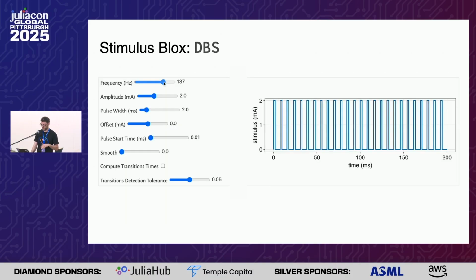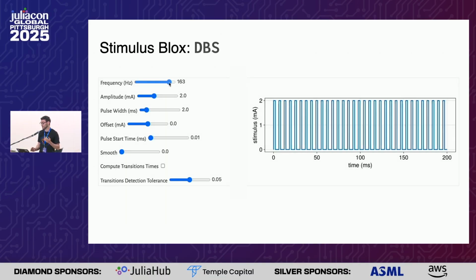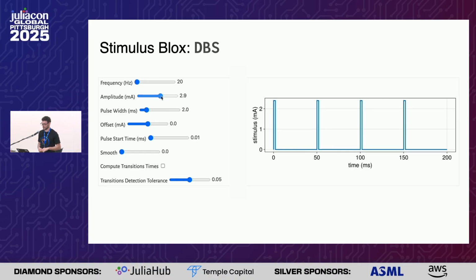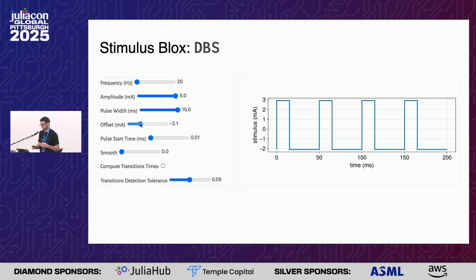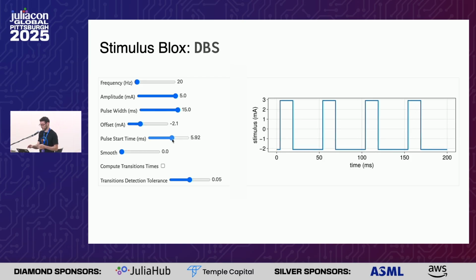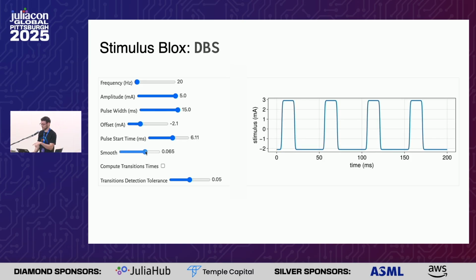So the first step for this was to create simple DBS stimulus blocks. These are just square stimuli, in which, of course, you can tune all the basic parameters, but also the smoothness of the stimulus, and also compute the transition times, which would be useful later on to pass those time points to the solver as the t-stops and make sure that the solver doesn't miss the changes in the stimulus.